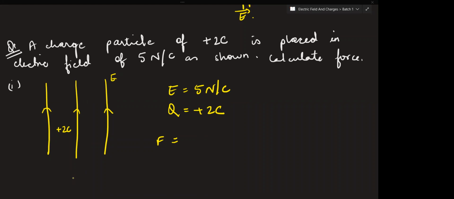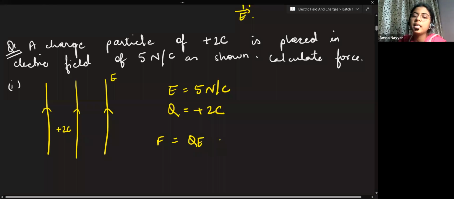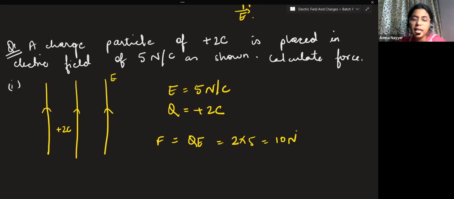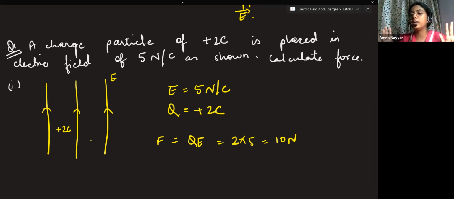F is equal to Q multiplied by E. Q is 2, E is 5, so you get the magnitude as 10 Newton. But submitting your answer as 10 Newton is not sufficient because it's a vector quantity and it has its direction. Since it is a positive charge, what did I tell you? For a positive charge, the direction of force is in the direction of electric field. Whatever is the direction of electric field, that will be the direction of electric force.